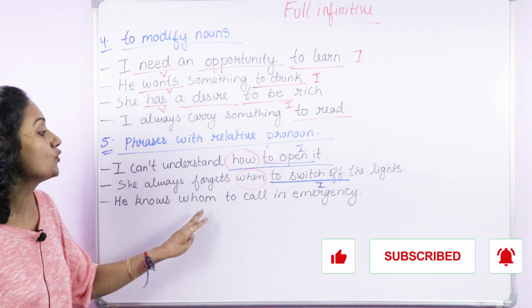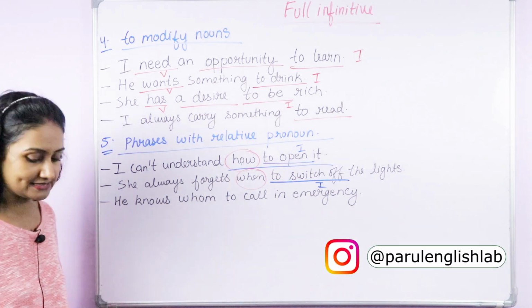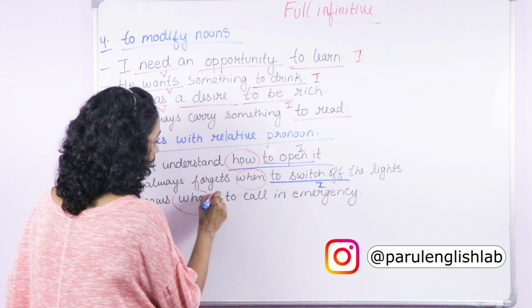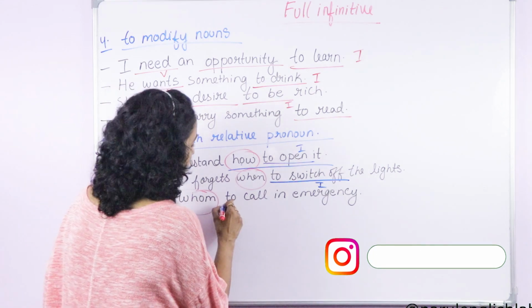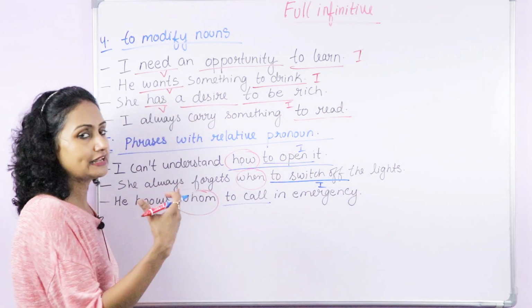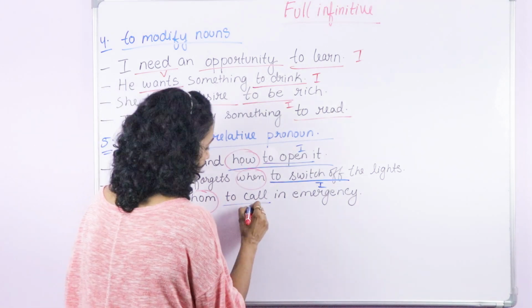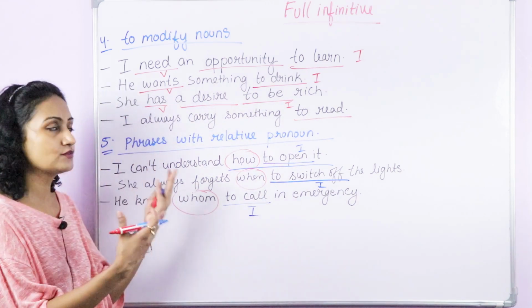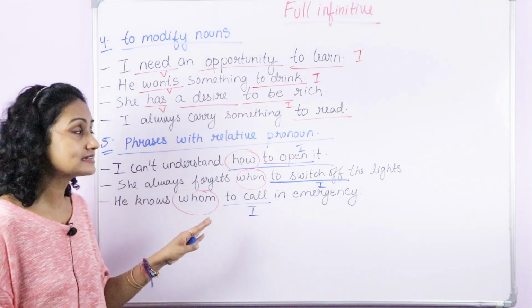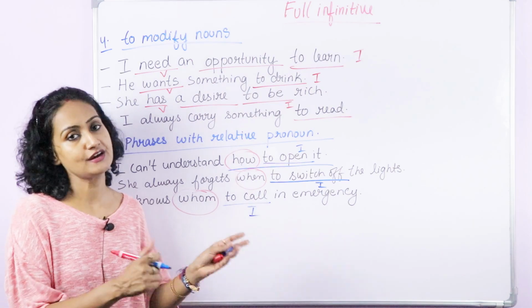He knows whom to call in emergency. So again, whom is a relative pronoun, and what comes after the relative pronoun? Full infinitive, to call. He knows whom to call in emergency. So this way again we can use full infinitive in phrases that start with a relative pronoun.